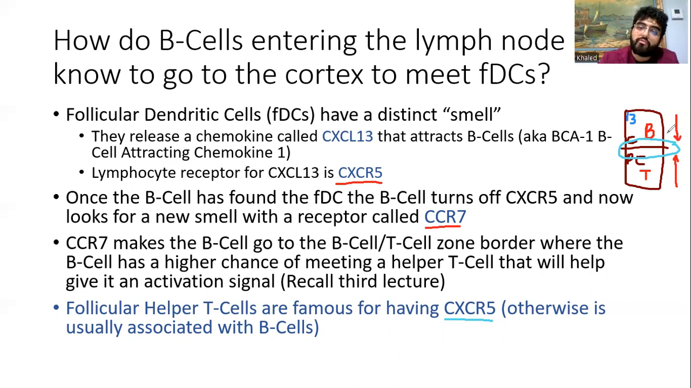Now, the B cells heading towards the B cell T cell border are going to have CCR7, and the T cells rushing towards the B cell T cell border are going to have CXCR5. And again, CXCR5 is the initial receptor that the B cell puts up. But among T cells, follicular helper T cells in specific are famous for having it. Other T cells don't really have it. And that's just because follicular helper T cells are the T cells that want to meet B cells at the B cell T cell border.